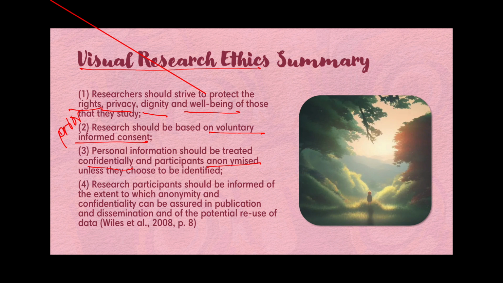But for me, even if they say, yes, post my picture in the publication, I would still apply reasonable expectations of privacy. And then research participants should be informed of the extent to which anonymity and confidentiality can be assured in publication, dissemination, and potential reuse of the data. For example, if you want to use the data in a different research with a different perspective or a different research question, you have to inform the participants.